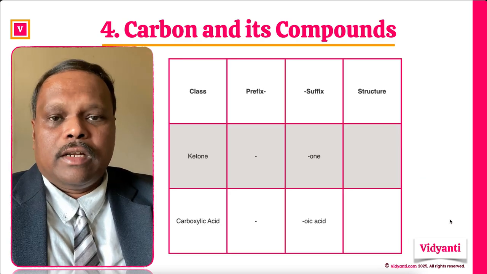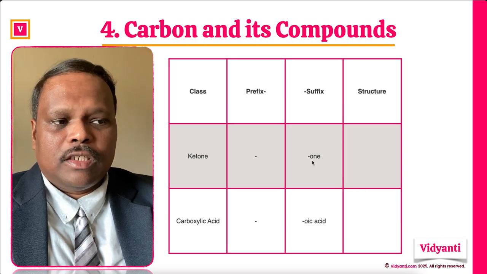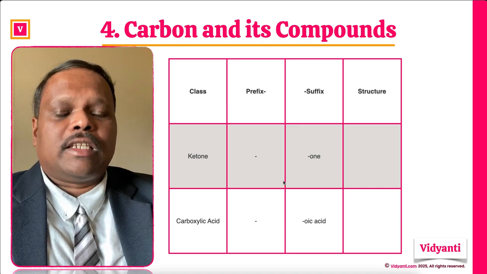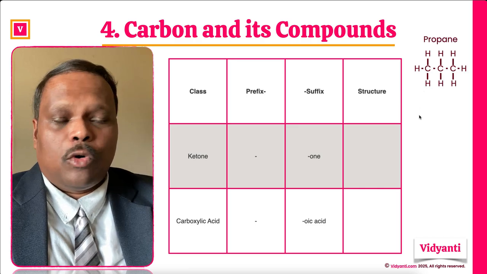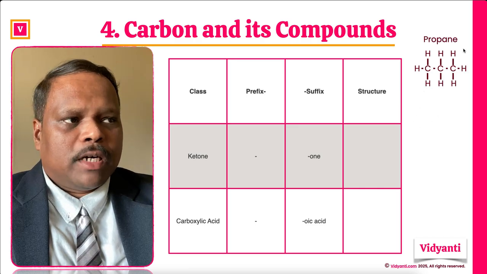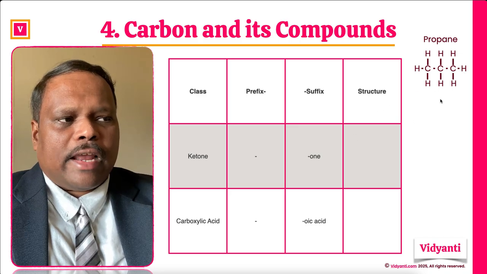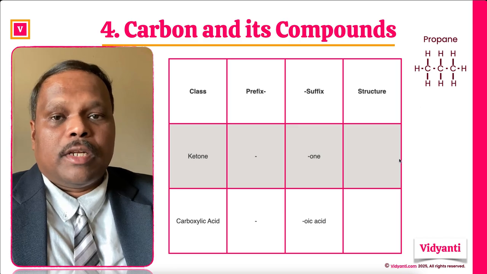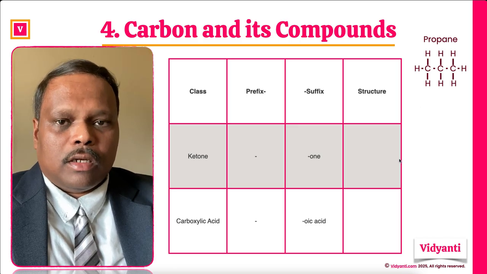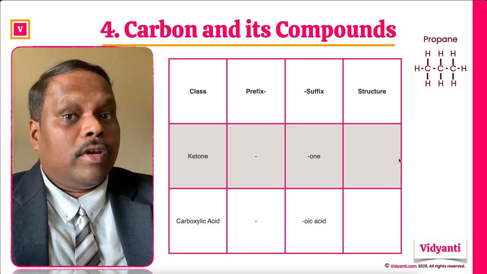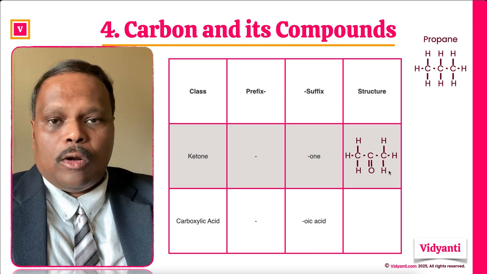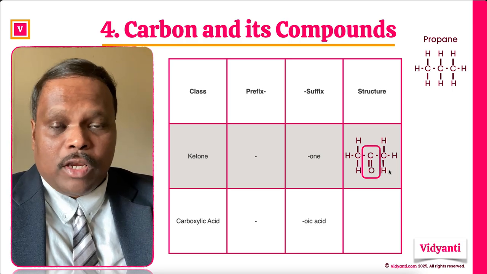Let's see the next group, which is ketone. For ketone, you don't have any prefix, but the suffix is "one", which represents the ketone group. Let's again repeat the same exercise. Let's start with propane. The base material is propane, and now what is the characteristic of the middle two hydrogen atoms? The middle two hydrogen atoms are replaced by a single oxygen atom with a double bond. So the structure will be something like this. In the middle you have C double bond O, and that is the typical characteristic of ketone.